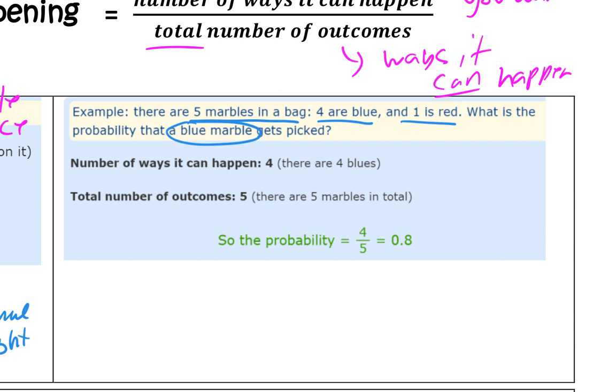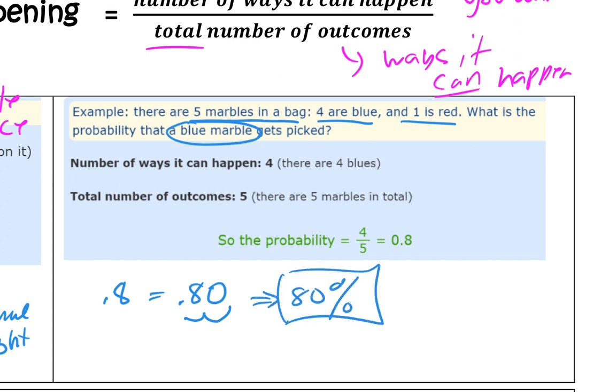Now, what if they said they want it as a decimal? Then we would say 0.8. That's the same thing as 0.80, so we would just add that 0 to the end. Then we just move our decimal 2 places to the right, and that's the same thing as an 80% chance. So it just depends on how they ask for the answer.